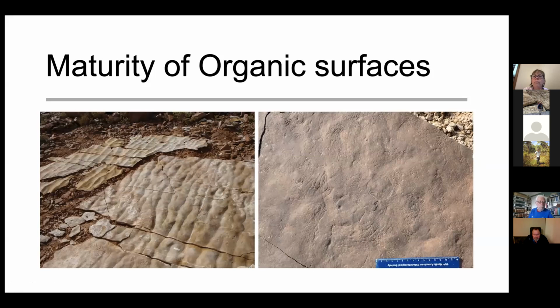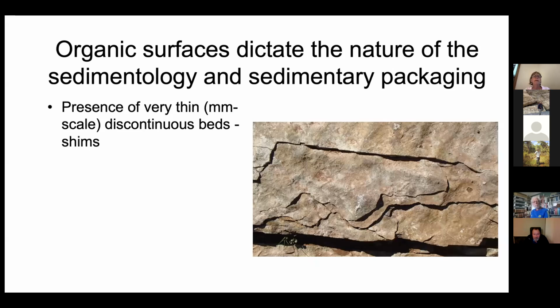So one of the really interesting things is that these organic surfaces dictate the nature of the sedimentology and sedimentary packaging. And we're not the first to say this, of course, but we have a few contributions that we find here. One of the very common aspects of the sedimentology of the Ediacara member is the presence of very thin millimeter scale, some of these submillimeter, discontinuous beds or shims. And so here you see just a package of them, all sand, and I'm looking down, this is a plan view, so these are not flipped, where you see thin shims, which in fact we could peel away very easily.